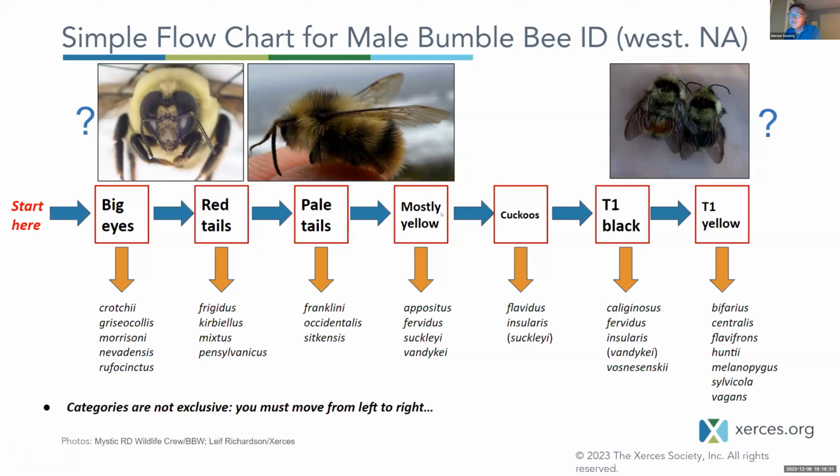If not that character, then we're moving on to a taxonomic group, which is the cuckoo bumblebees, and we'll teach you a little bit about how to identify a bee as a cuckoo bumblebee a little bit later. Finally, we get into the larger bins here. Is the first abdominal segment, T1, black? And you see the bees below. And then finally, if none of those other character states apply, is T1 yellow?